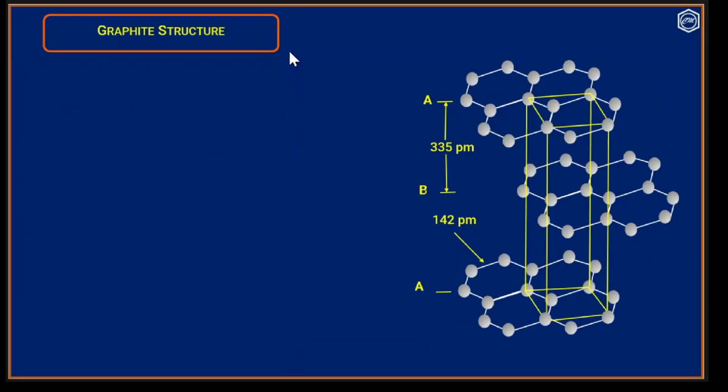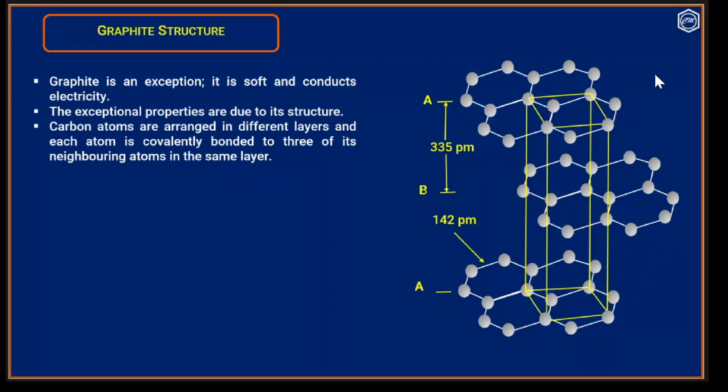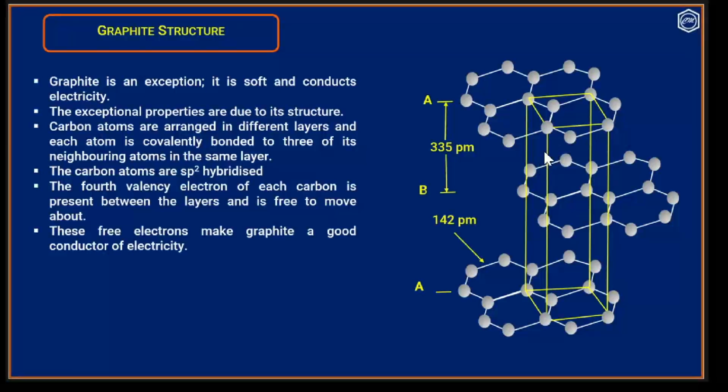The second is graphite. Graphite is an exception. It is soft and conducts electricity. The exceptional properties are due to its structure. Carbon atoms are arranged in different layers, and each atom is covalently bonded to 3 of its neighboring atoms in the same layer. The carbon atoms are sp2 hybridized. The 4th valence electron of each carbon is present between the layers and is free to move about. These free electrons make graphite a good conductor of electricity.